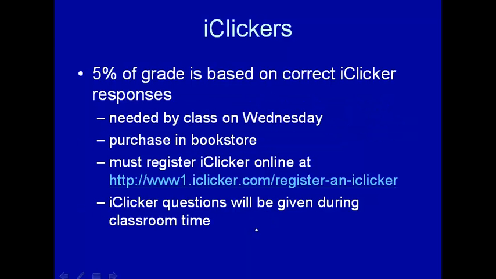A little bit more about IClickers. You need one by class on Wednesday. The first day of class is not Monday, but Wednesday. If you don't have one, you could purchase it at the university bookstore, or probably online also. Once you get your clicker, you must register it here. You only need to register it once for all the courses you're taking. So if you already registered for another course, you don't need to do that again. And the IClicker questions will be given during classroom time. They won't be given in the online lectures.